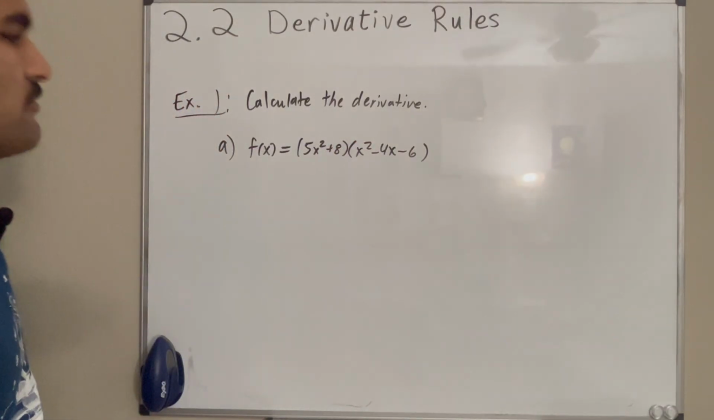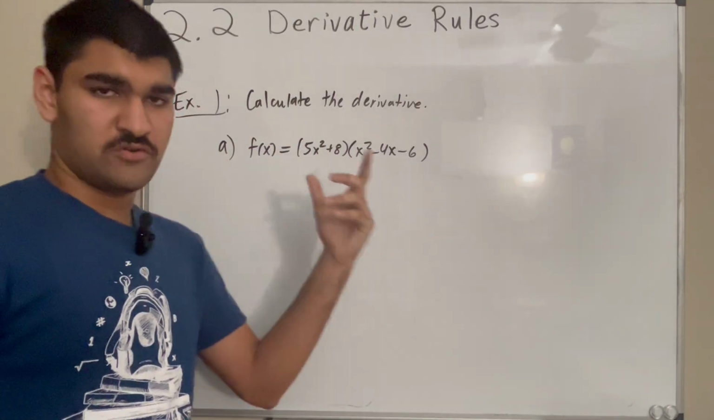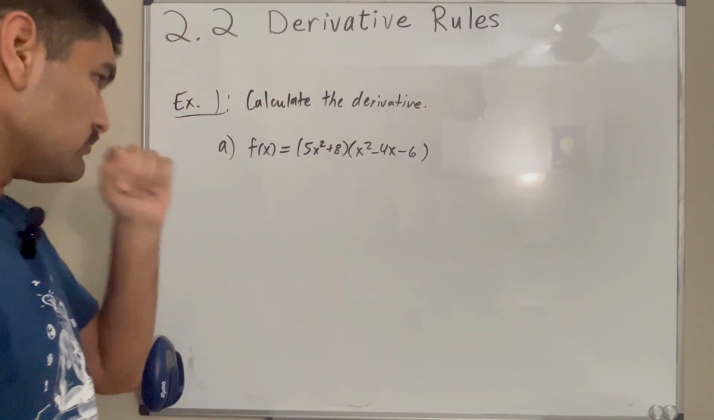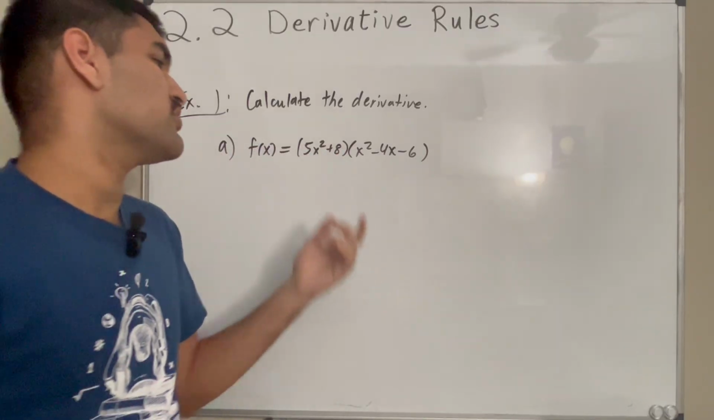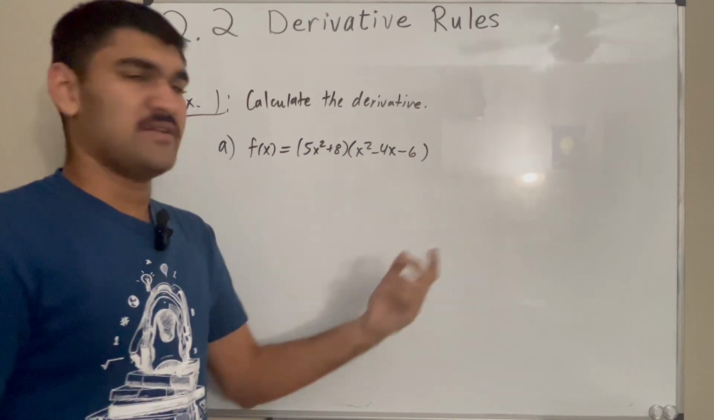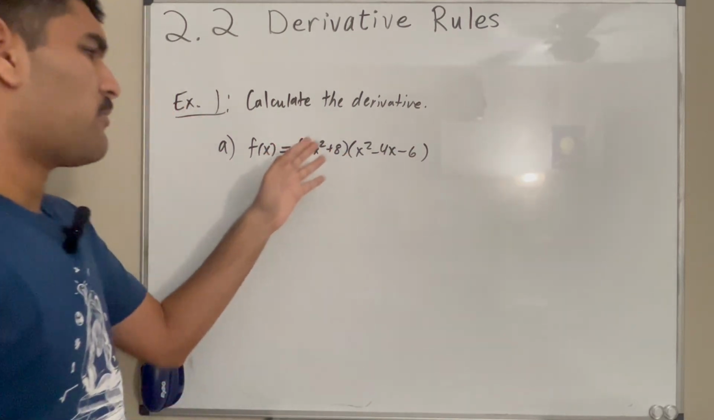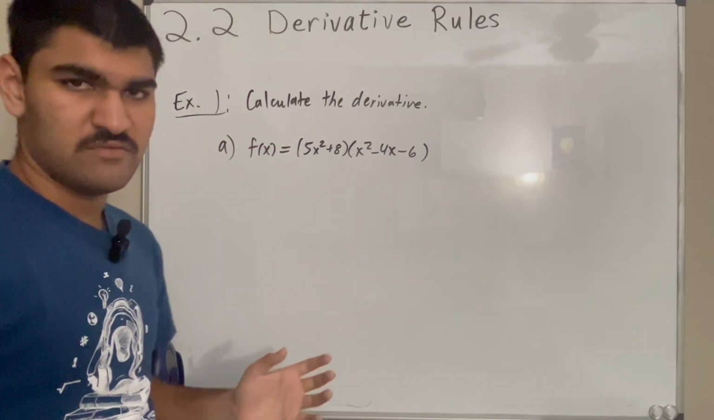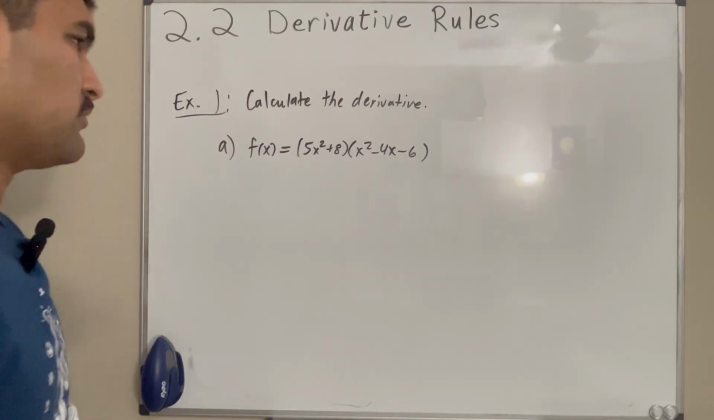So right off the bat, you should notice that f of x is the product of two separate functions, right? So we have 5x squared plus 8, that's its own function, and then x squared minus 4x minus 6, that's its own separate function. So therefore, we have the product of two functions and we want to take the derivative. What rule should we use? Exactly, we should use the product rule.